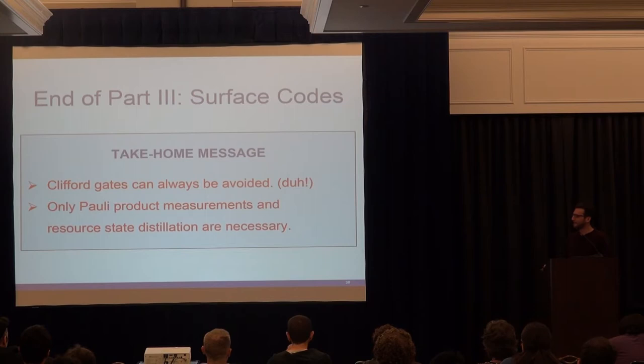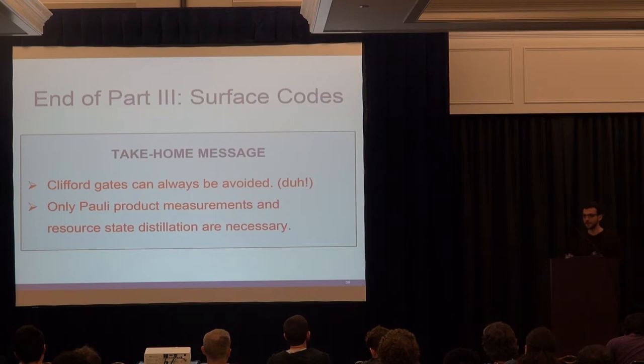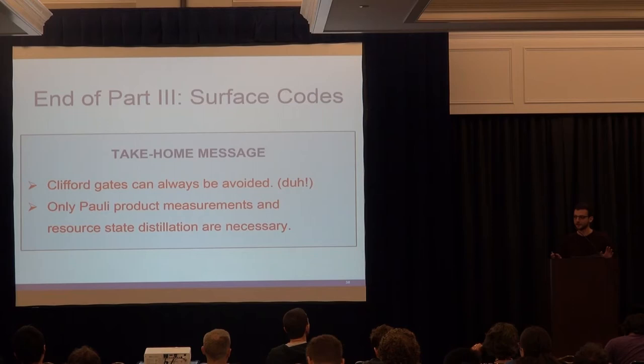But that's the end of the third part. The take-home message here is that Clifford gates can always be avoided, which is, of course, nothing new, because it's been known for a very long time that the Gottesman-Knill theorem tells you that you can always track them. But here I want to show you explicitly how to do that with logical qubits. And in the end, if you track all Clifford gates, then your circuit reduces to just Pauli product measurements and resource state distillation. Not only magic states for T gates, but, more usefully, magic states for any non-Clifford gate.